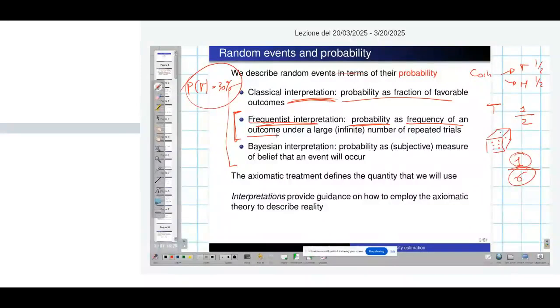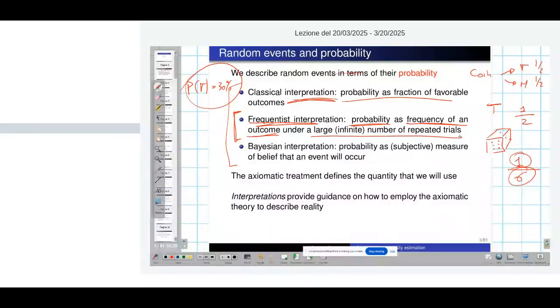So if I toss a number of times that goes to infinity and I count the number of times I get tail, then this will happen 3 times out of 10. The frequency of an outcome under an infinite number of repeated trials. And I guess up to here you should be familiar with this concept, right?